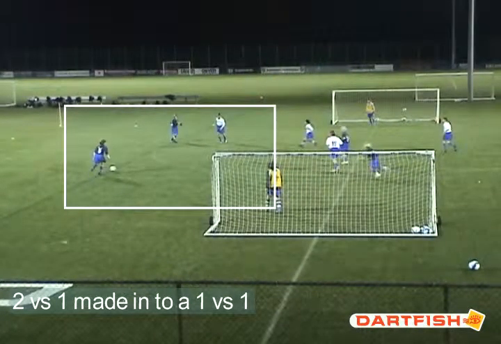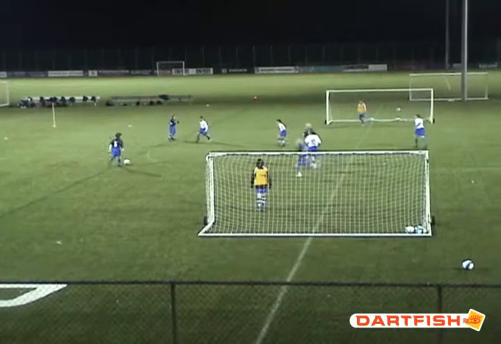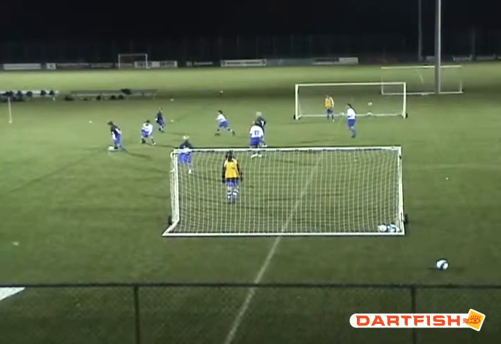Here is a different example of how 2 versus 1 is made into 1 versus 1. A defender coming from a deep lying situation, and his angle of approach again takes away the direct pass into the high attacker, and this covering defender completes the picture and doesn't even tempt the attacker to play it in there.